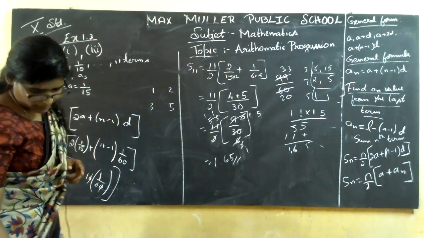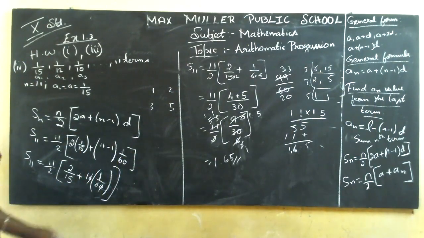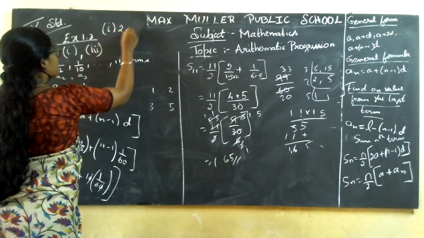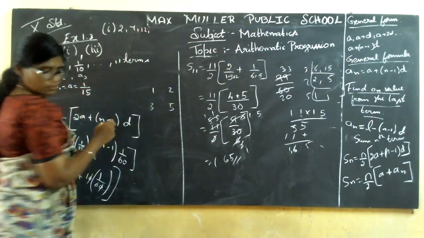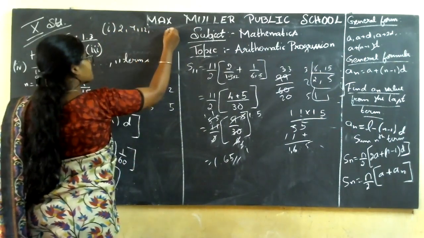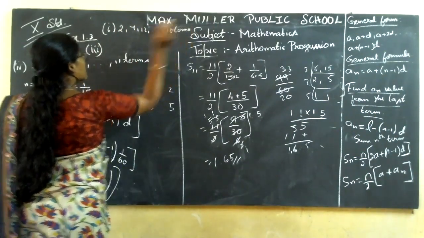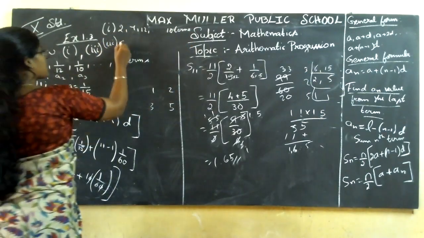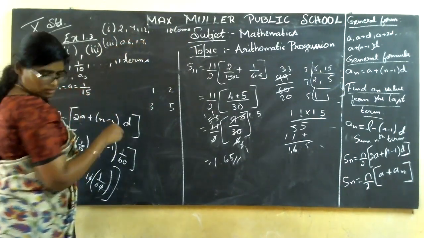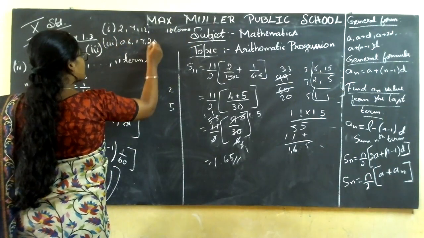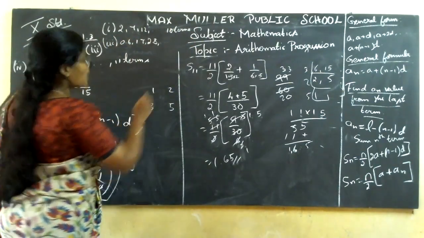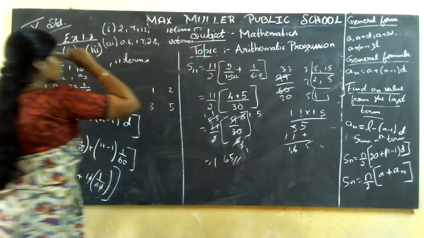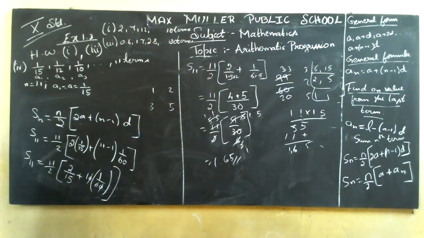I've told you I'll write the question for the first one and the third one. So the first question is 2, 7, 11, it goes on up to the 10th term. The 10th term you are going to find. Then the third sum is 0.6, 1.7, 2.8 up to the 100th term, 100 terms. So I hope you do these two problems, children.